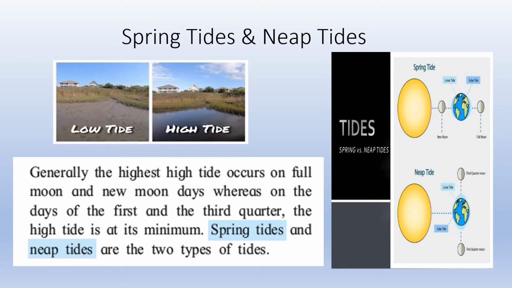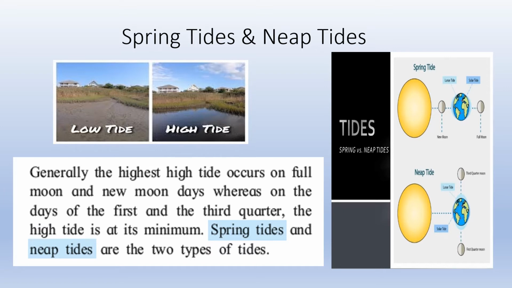The other force I want to tell you about: these two diagrams you have to name as the high tide and the low tide, the spring tide and the neap tide. The water level rises, the water level decreases. Generally, the highest high tide occurs on the full moon day and the new moon day, whereas on the days of the first and third quarter, the high tide is at its minimum. Spring tides and neap tides are the two types of tides.